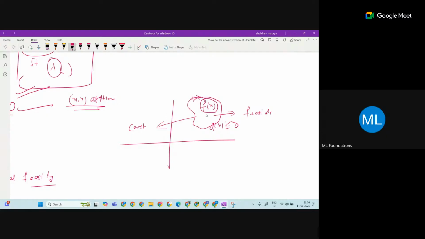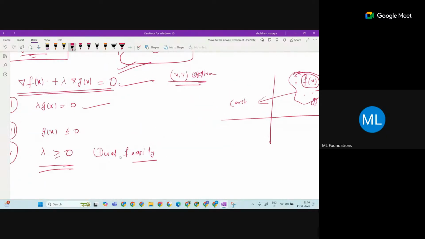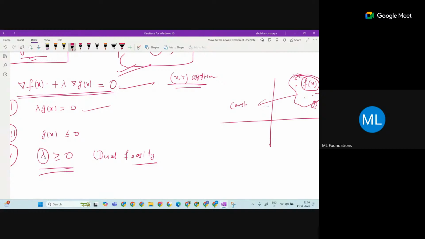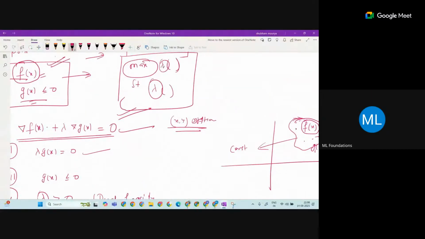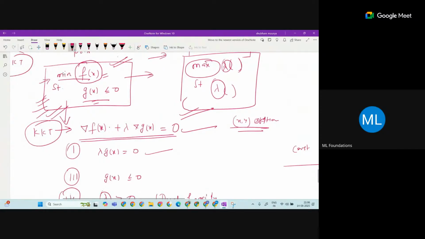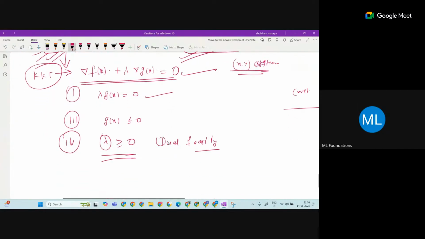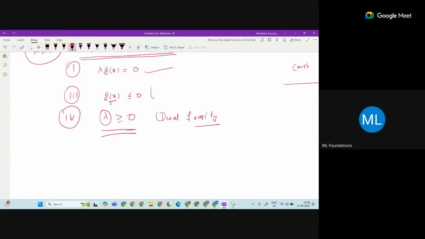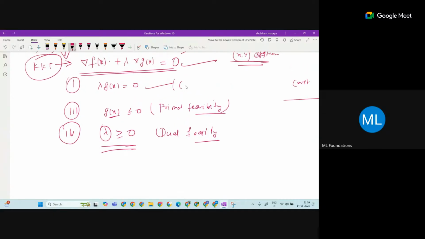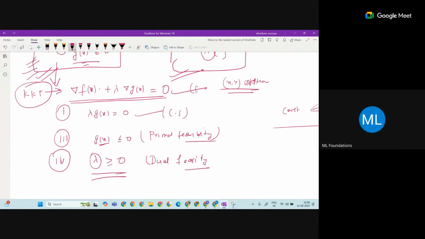Within that you want to find the value of the function. That's why dual feasibility means we are finding on lambda. In the dual you are finding the max with respect to lambda. In the primal you are finding it with respect to x. So this is your primal feasibility. And this is your complementary slackness, and this is your stationarity.